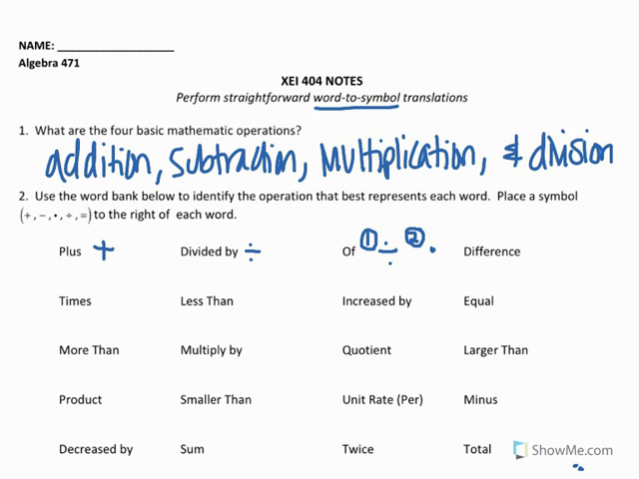And now notice, I am using the dot for multiply because we're going to be using x as our variable many times, and we don't want to get confused with multiplication and a variable. And difference, we have seen a few times, difference means subtraction.